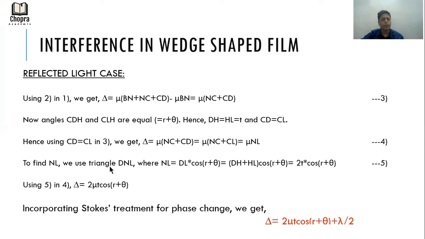To find NL, we use triangle DNL, where NL is equal to DL times cos of R plus theta. Now again DL can be written as DH plus HL, which makes it 2 times T cos of R plus theta. So hence using equation number 5 in 4, we get the path difference equal to 2 mu T cos of R plus theta. But now again we have to incorporate the Stokes treatment for phase change.